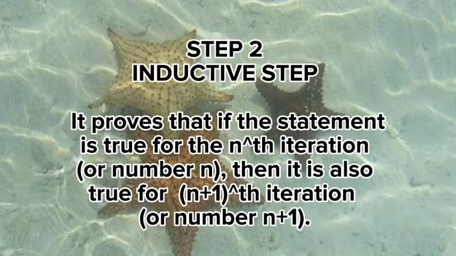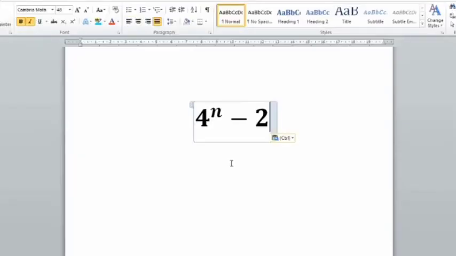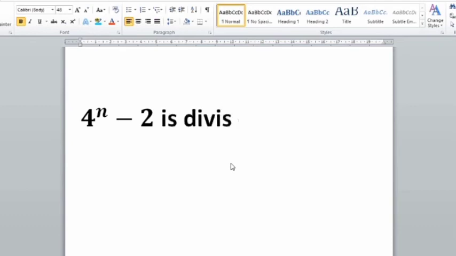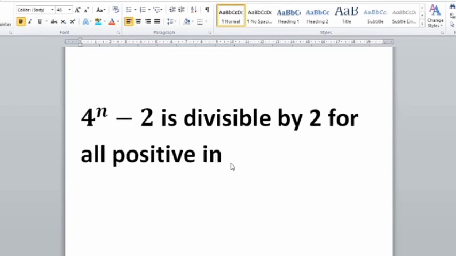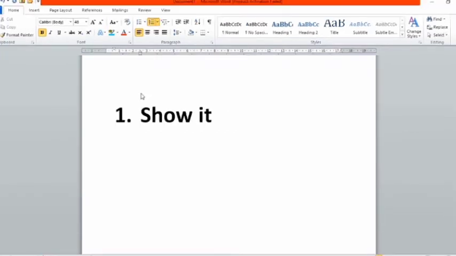And step 2, the inductive step. It proves that if a statement is true for the nth iteration, then it is true for the n plus 1 iteration. Then we have our assumption: 4 to the power of n minus 2 is divisible by 2 for all positive integers. To prove this one, we can refer to the process of mathematical induction. First, let us show it for n equals 1, where 1 is considered the initial value.